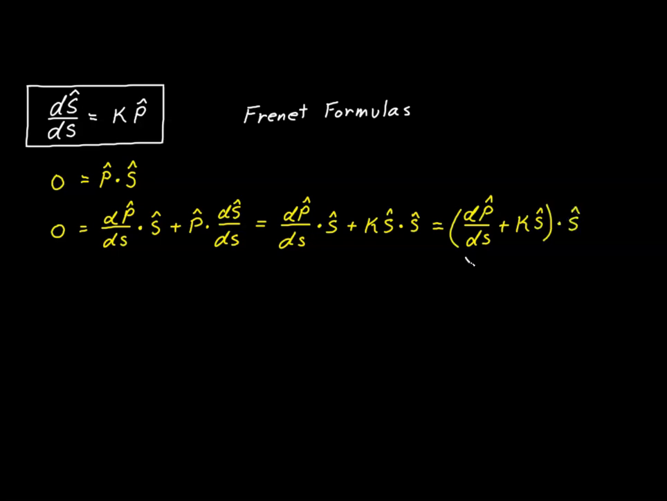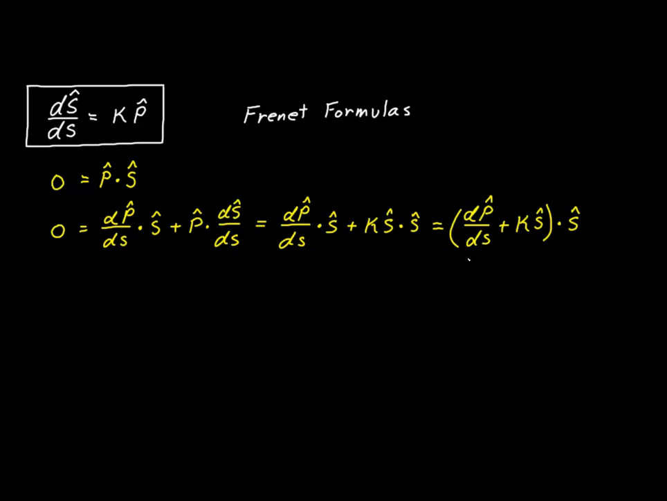So what we have here in this factor is a vector quantity. It's two vectors added together, so this is going to be a vector. Well, this new vector that we've come up with here, dotted with s hat, is equal to 0, and that tells us that the new vector quantity here is orthogonal to our unit tangent vector. Well, let's look at something else.